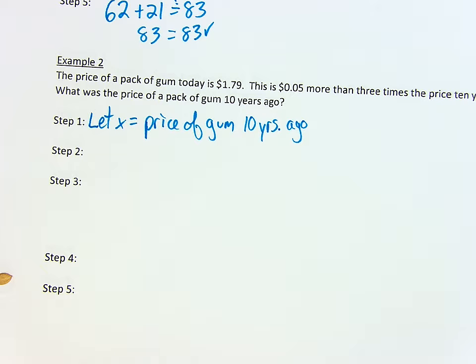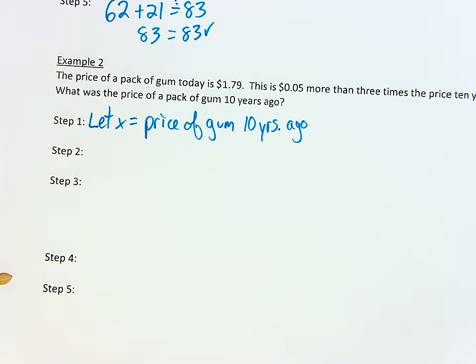Can I get a decimal as an answer? Sure, because I'm talking money, so it could be a decimal. Could I get a negative as an answer? No, a negative would not make any sense. They never paid you to buy gum, even a long time ago. So, negatives would make no sense here. I could get a decimal, and I know it should be something less than $1.79. So sometimes I like to just think about what kind of answer I'm going to expect to see before I even do it.